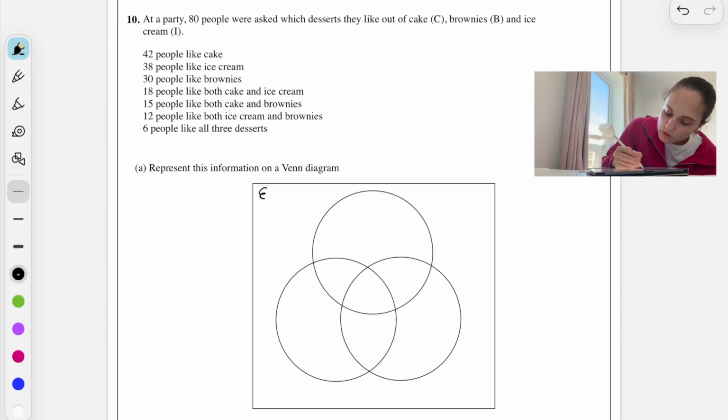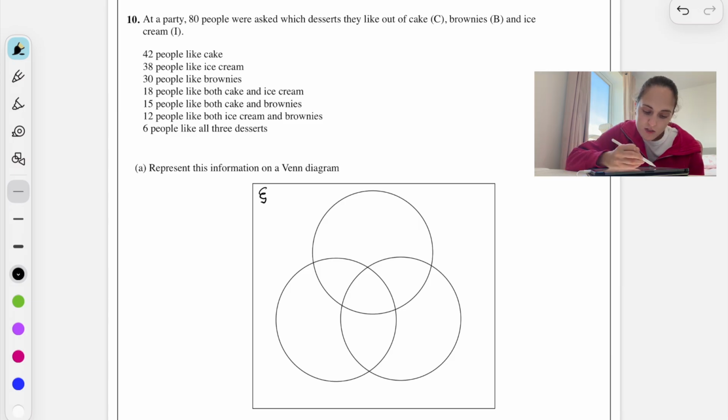I'm going to draw the little Greek letter just to show the universal set. So if we read through the information, at the bottom it says 6 people like all 3 desserts. So that's where I'm going to start. I'm going to put 6 right in the middle of the Venn diagram. I'm then going to label my 3 circles, just because at the moment it's not clear which is which. So I'm going to call 1 ice cream, 1 brownies and 1 cake.